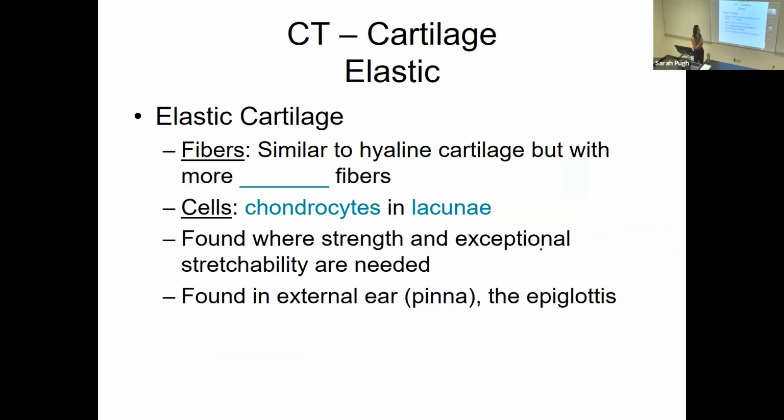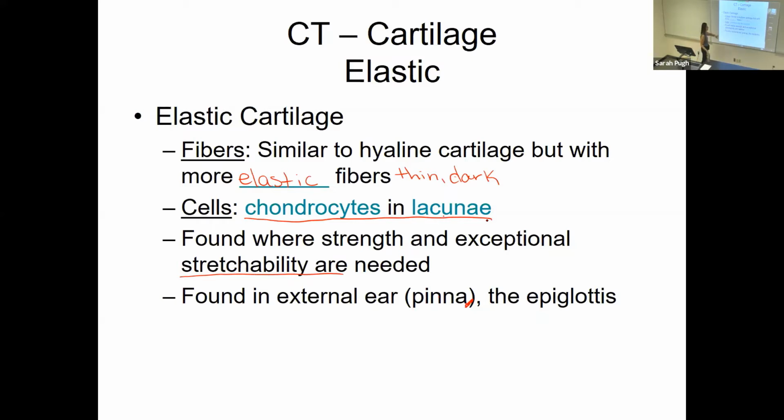Another type of cartilage is elastic cartilage. This one's really similar to hyaline cartilage, but it has a lot of elastic fibers in it. Remember, elastic fibers are really thin and dark in color. They almost look like hair under the microscope. And they're just like rubber bands. So they're going to provide a different characteristic to elastic cartilage, and it's going to give it a lot more flexibility. So we're going to find this anywhere we need more stretchability. Again, we're still looking with chondrocytes and lacuna because we're talking about cartilage.